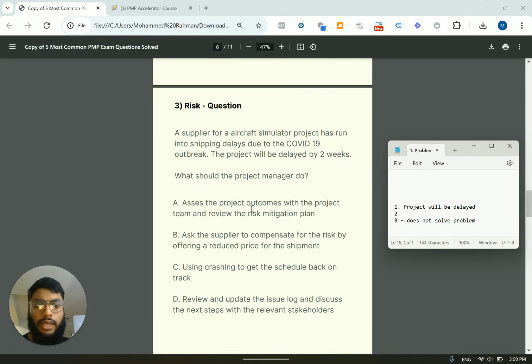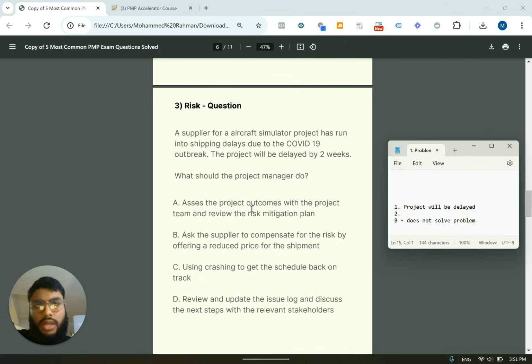Okay. Yes, technically it's a scheduling compression technique, and if you need to finish earlier, or if you need to get your schedule back on track, you can use crashing. Let's see what else there is. Review and update the issue log and discuss the next steps with the relevant stakeholders. Okay, very good. The risk has now become an issue because they mentioned that the project will be delayed. It's a declaration.